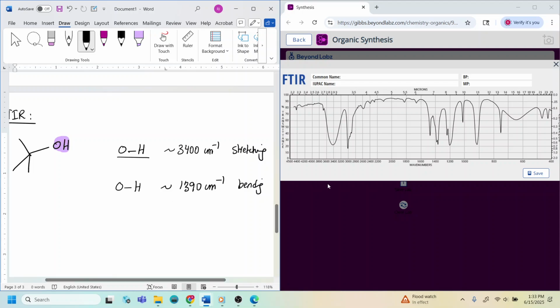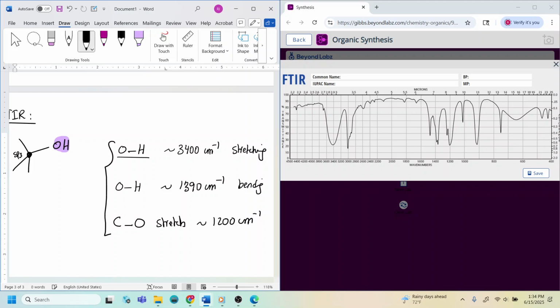And then we have a third peak for the alcohol, which is the CO stretch. This is the sp3 CO stretch. That CO stretch needs to appear because it is the CO. So CO means 1200, 1200 centimeter to the -1. So these are the 3 peaks that identify that I have an alcohol functional group in the FTIR.